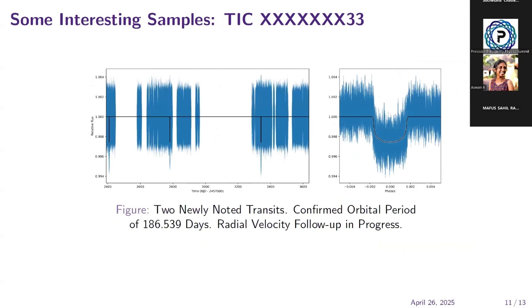We also find another candidate with an orbital period of 186 days, and we are currently following it up for radial velocity using the PARAS-2 observatory in India.